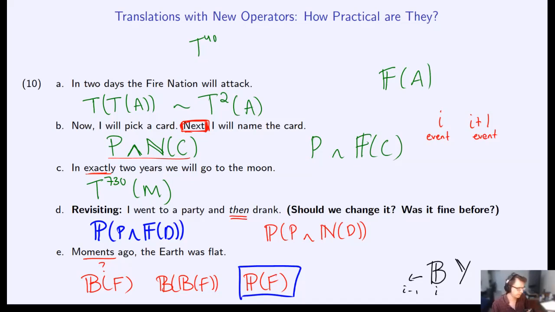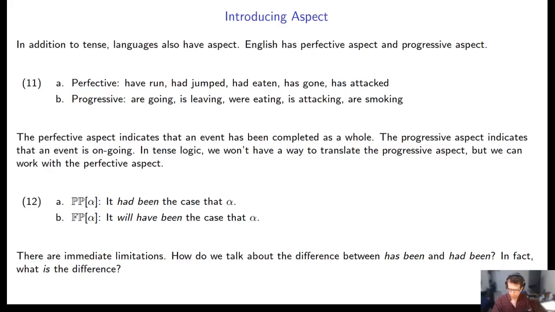So this was about time, because we're talking about moments in time, like in 2 days, next, exactly, then, moments ago. But we're going to sort of jump back into tense now. So form of the verb, and also talk about aspect.